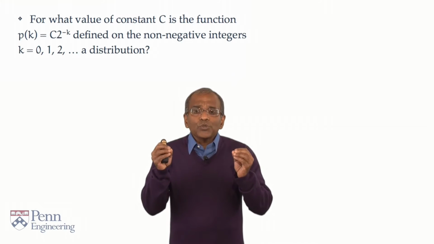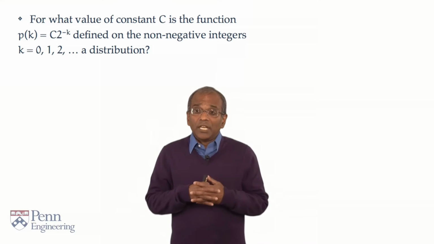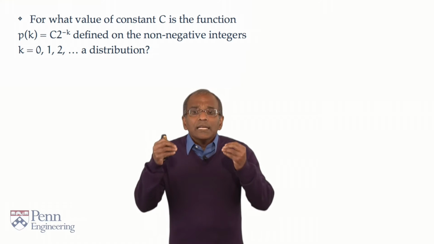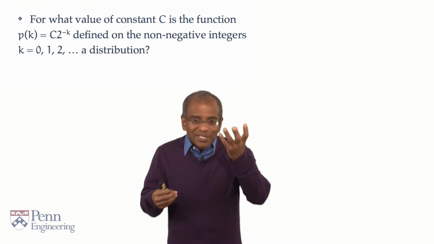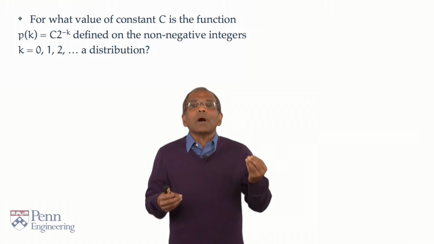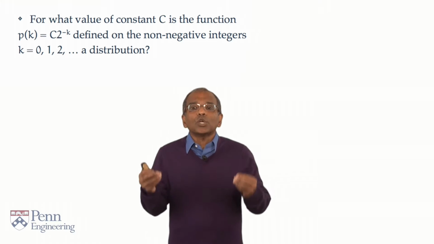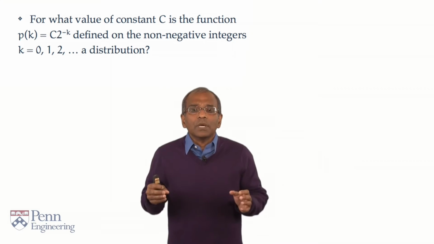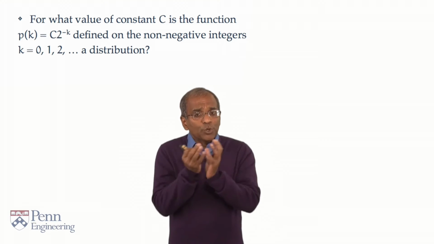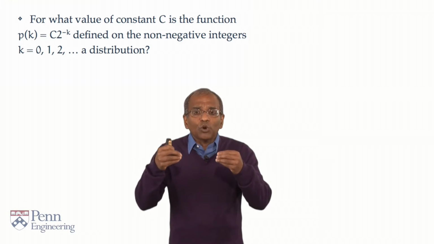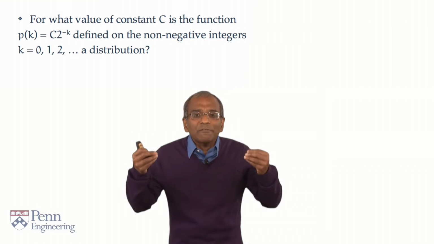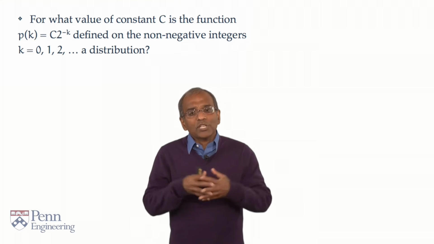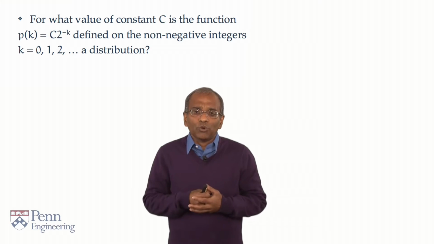For what values of the constant, say c, is a particular putative mass function, p of k, defined to be the constant, which is yet unspecified, times 2 to the power minus k, defined on the non-negative integers 0, 1, 2, 3, and so forth ad infinitum. If one specifies a distribution of this form, is there a value for the constant c which will make it a bona fide mass function, an honest mass function? Pause the lecture and see if you can work your way through it.